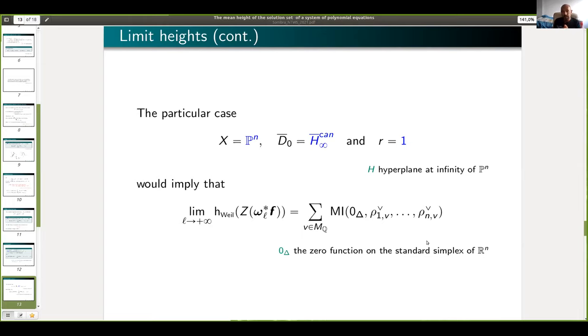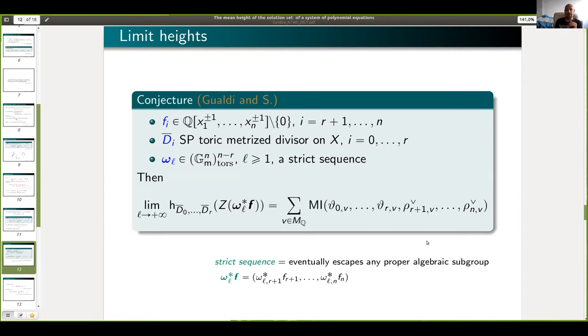Of course, I could have avoided all the previous theory, but I really find that the previous theory is important in order to understand the meaning of this formula, and the analogy with the Bernstein theory. By the way, the previous conjecture is what we propose as the arithmetic analog of Bernstein's theorem.